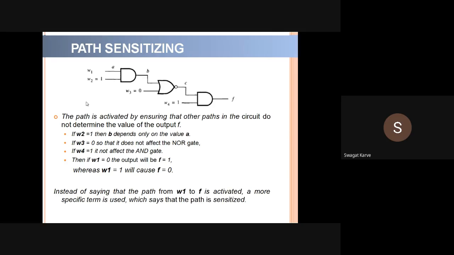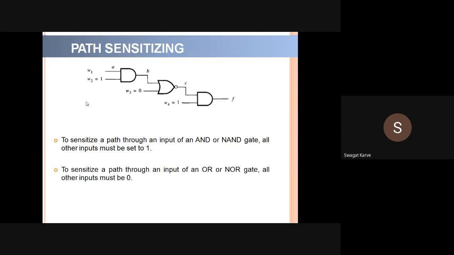Right? So you have to consider in that way, and then you have to apply that 16 test vectors, or test inputs, and you have to check the output accordingly. Clear with this? Right. So to sensitize a path through an input of AND or NAND gate, all the inputs must be set to 1. Then to sensitize a path through input of an OR gate or NOR gate, all inputs must be 0.